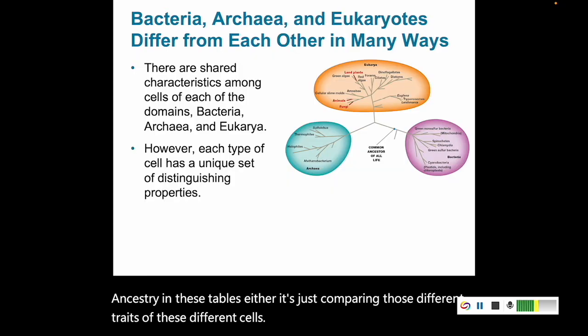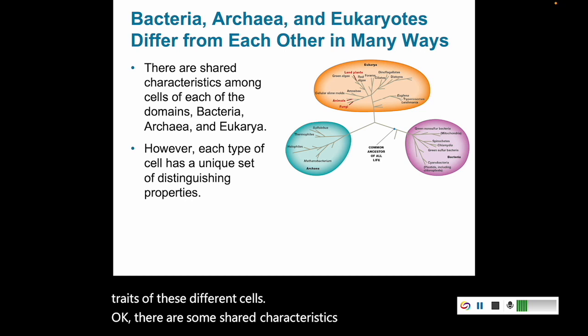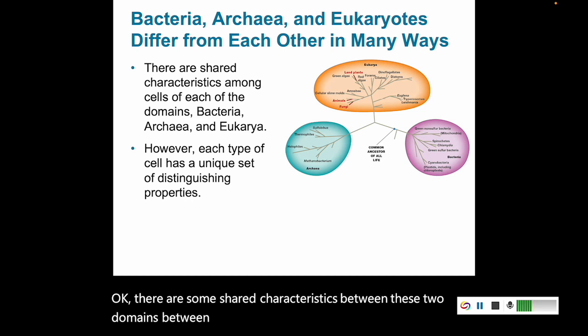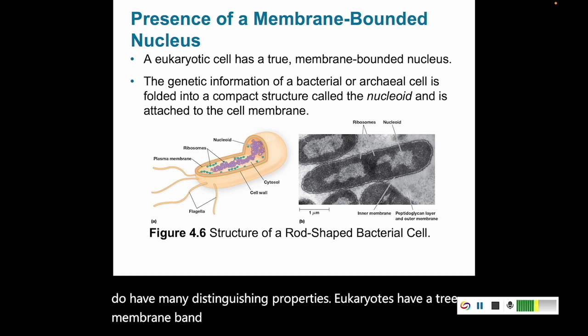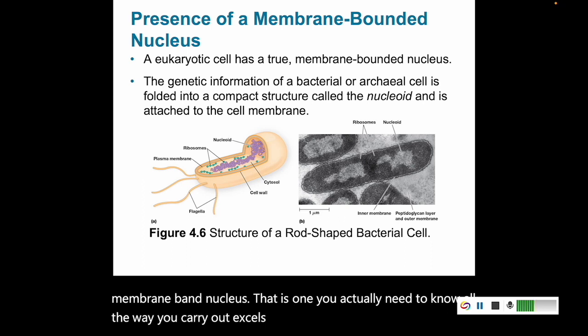Okay, there are some shared characteristics between these three domains, between eukarya, archaea, and bacteria, but each one of these do have many distinguishing properties. Eukaryotes have a true membrane-bound nucleus. That is one you actually need to know all the way. Eukaryotic cells have a true membrane-bound nucleus.